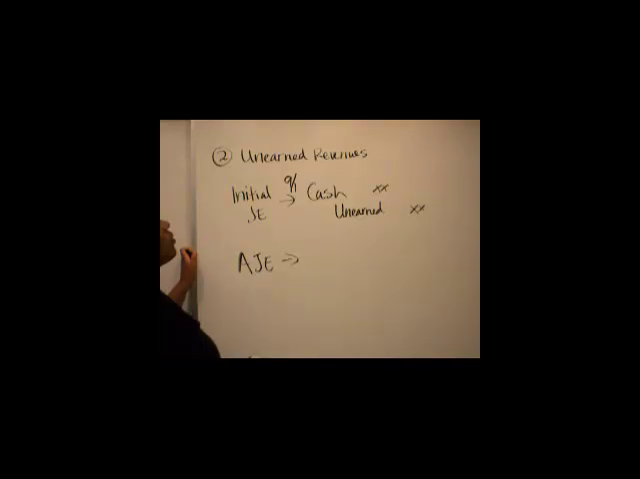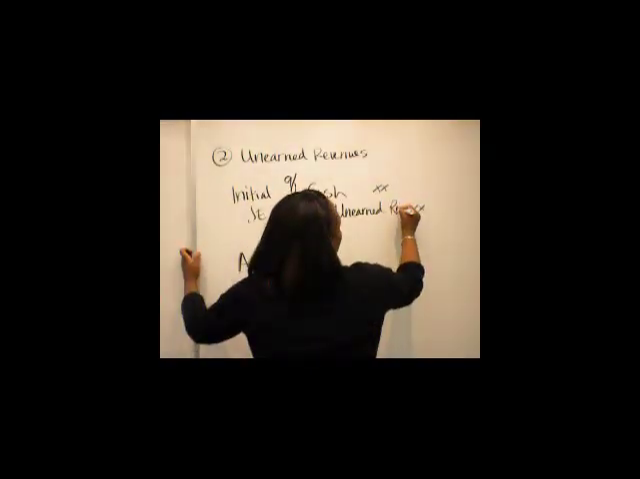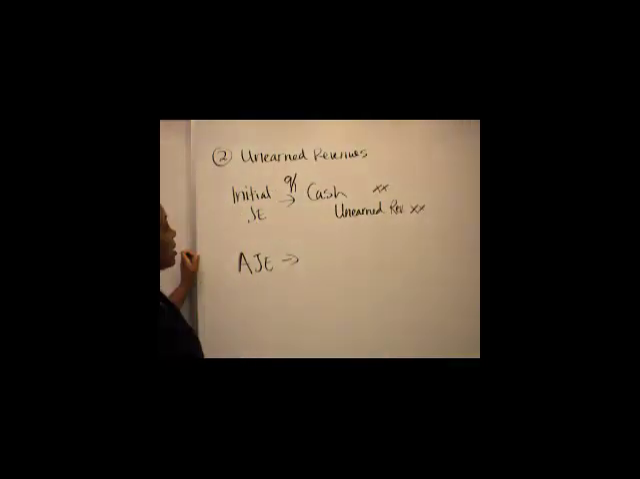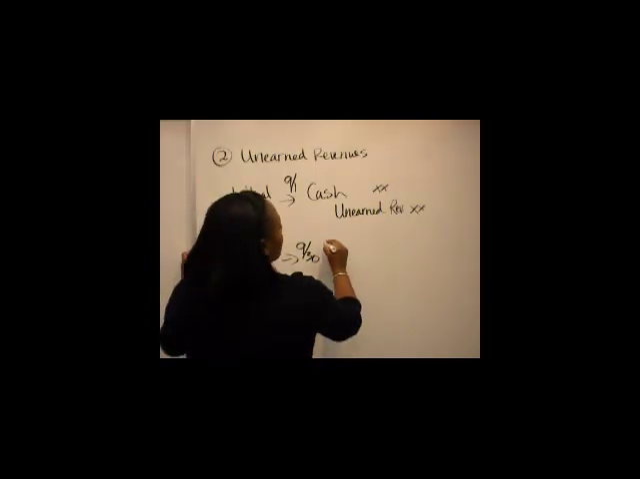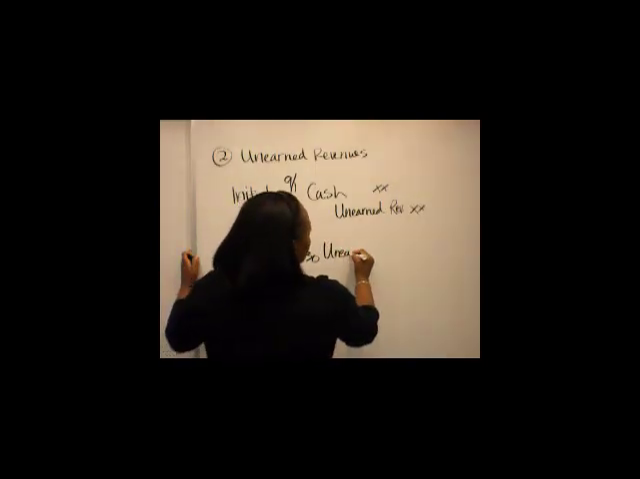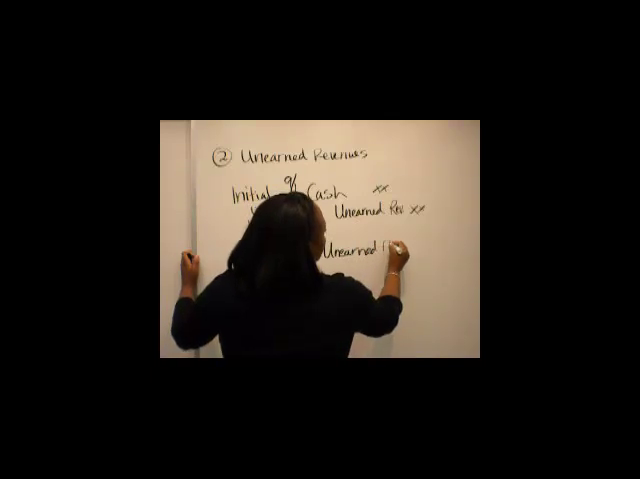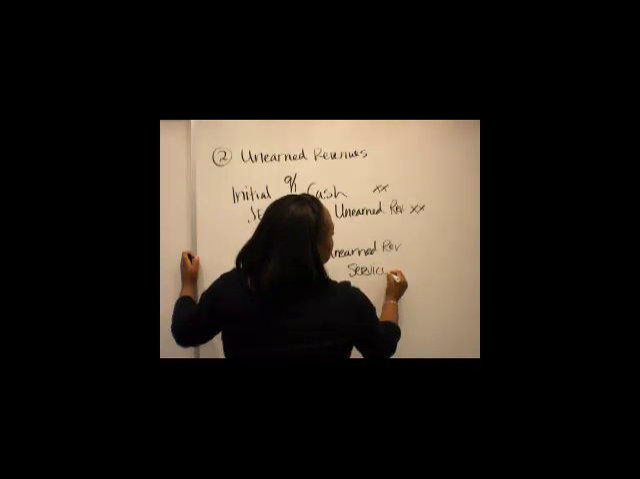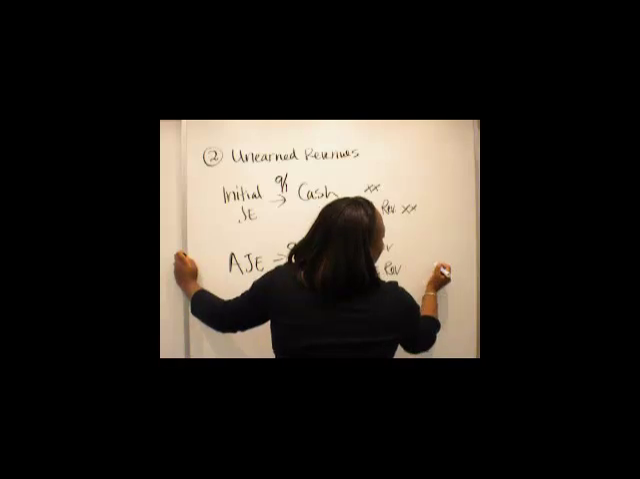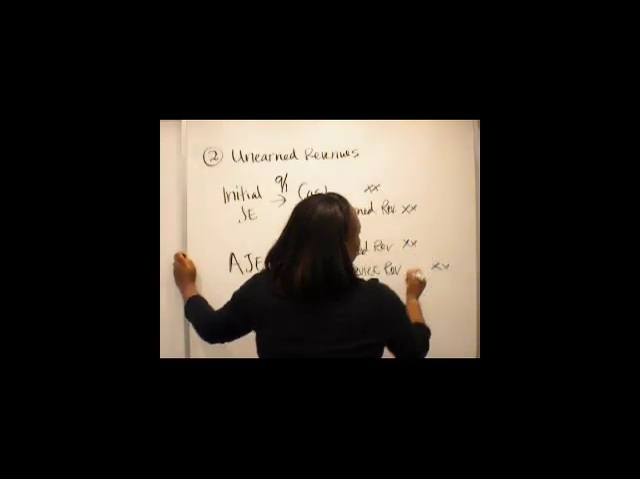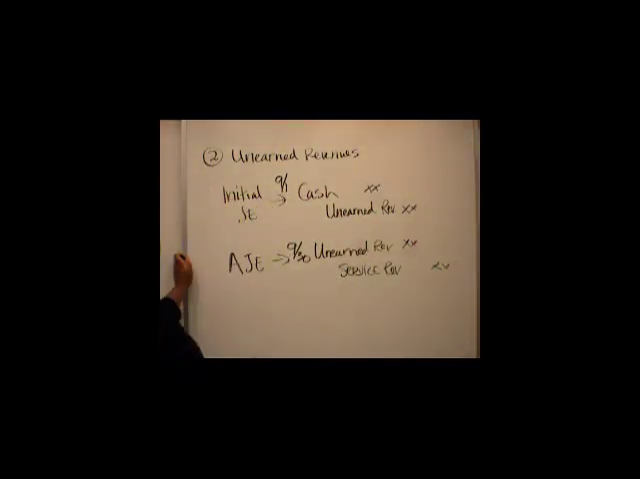Since you deferred when you recognize your revenues because you hadn't earned them yet, you'll wait to the end. So on the last day of the period, which will be September 30th, you will debit unearned revenues, and then you will credit the service revenues account for the amount of revenue that you've actually earned as of the end of the period.